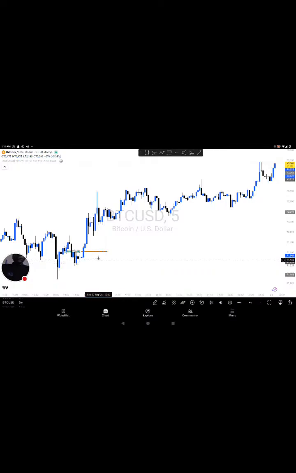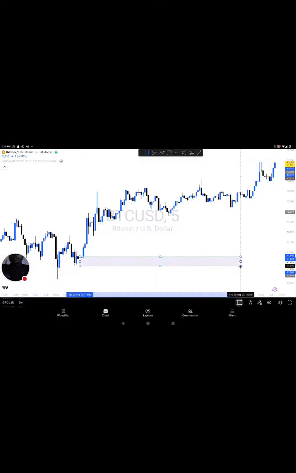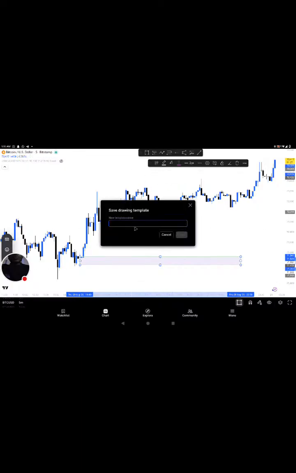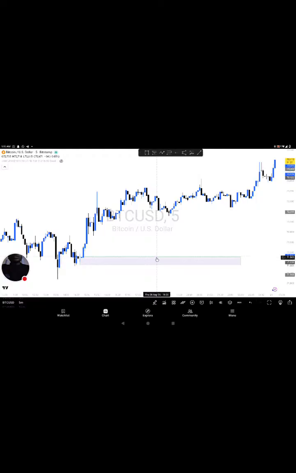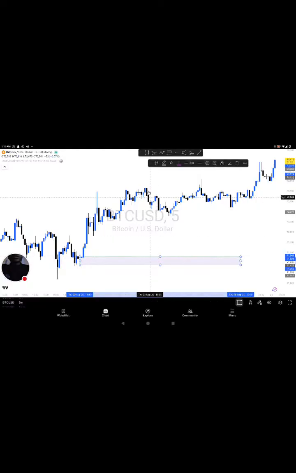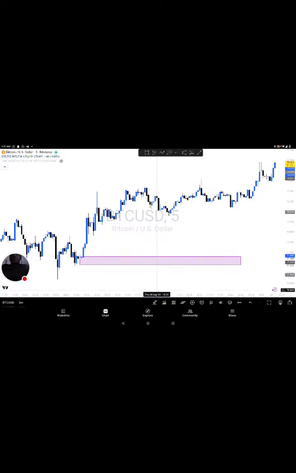Now, how do I know this order block is valid? I'll show you how I know that this order block is valid. I just want to label it so you can know that this is an order block. So now, this is an order block.